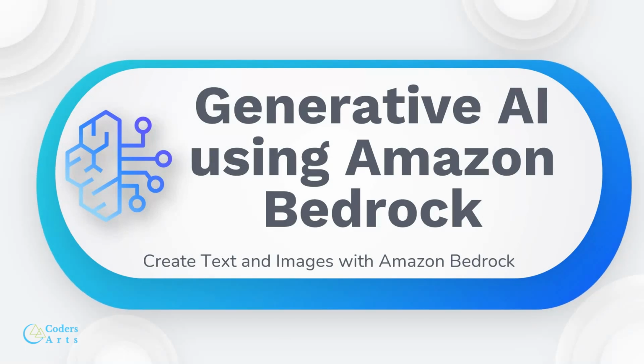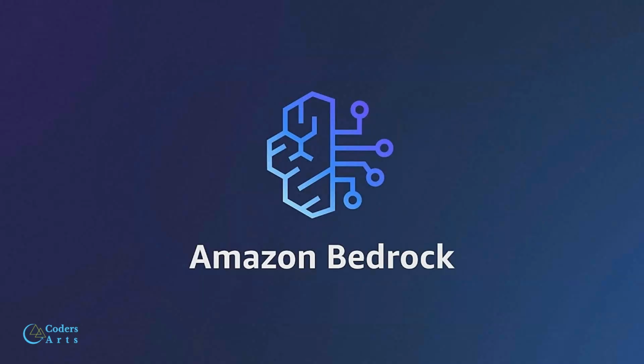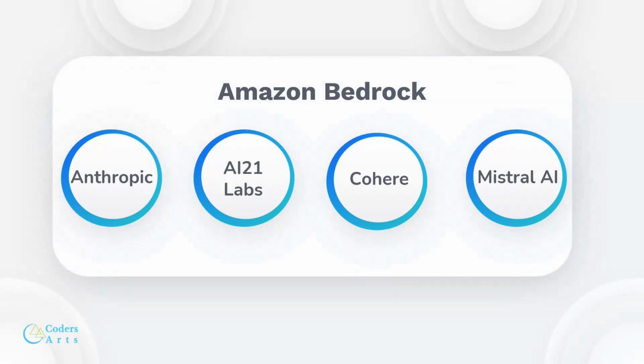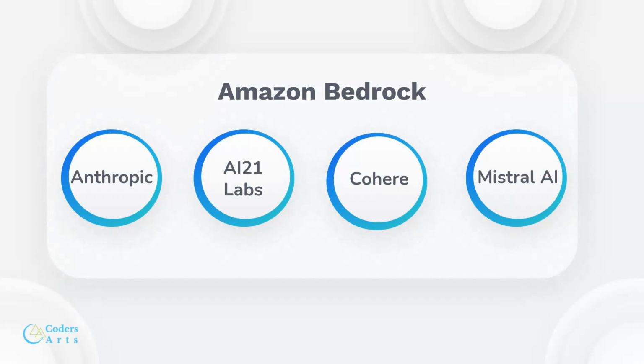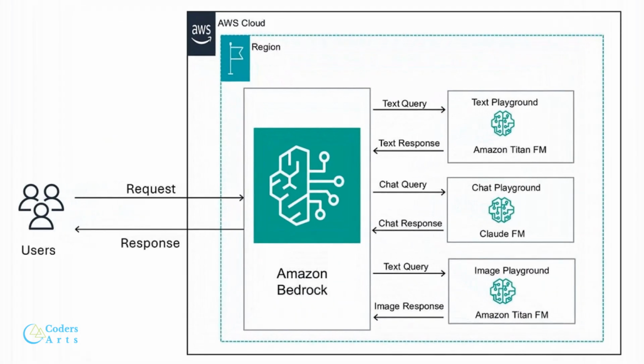So let's dive in, but before that, let's talk about Amazon Bedrock. Amazon Bedrock is a fully managed service that lets you build and scale generative AI applications using foundation models from various providers. You don't need to worry about the complexities of setting up infrastructure, managing data, or fine-tuning models. It offers access to a range of models like Anthropic's Claude for text generation and Stability AI's models for image generation. And the best part is you can integrate these models directly into your applications using simple API calls.